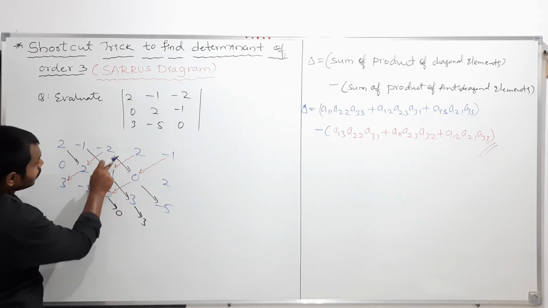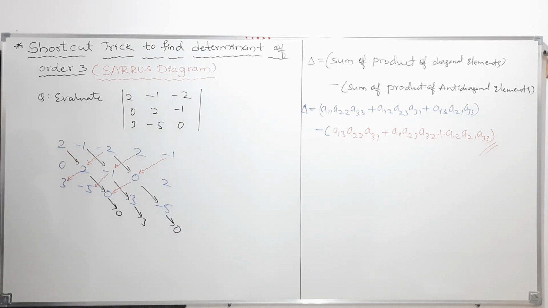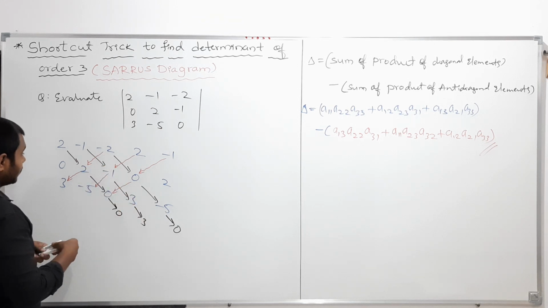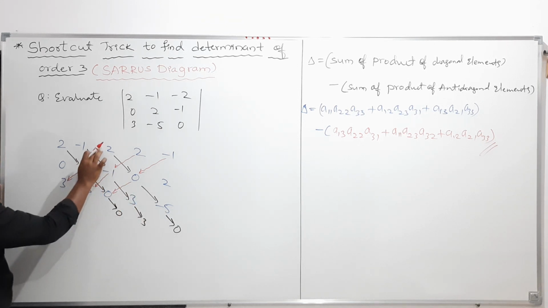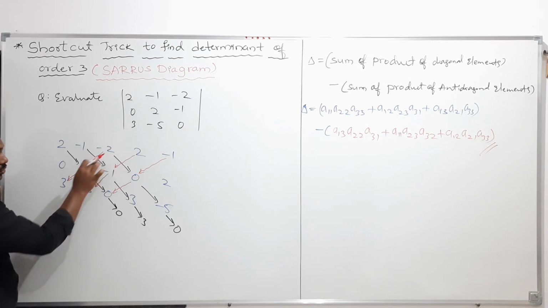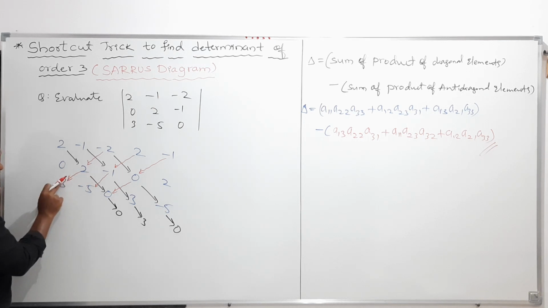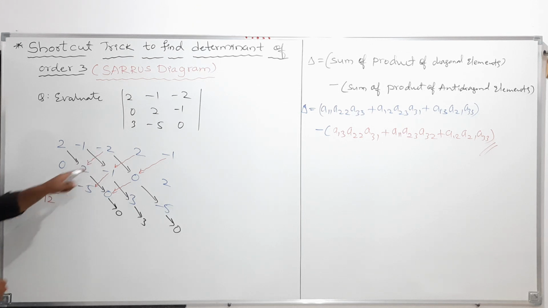Clear? And next, my students, minus 2 into 0 is 0, 0 into minus 5 is 0. Next, the anti-diagonal: minus 2 into 2 is minus 4. Minus 4 into 3 is minus 12. If you take the product of this, minus 2 into 2 is minus 4, and minus 4 into 3 is minus 12.